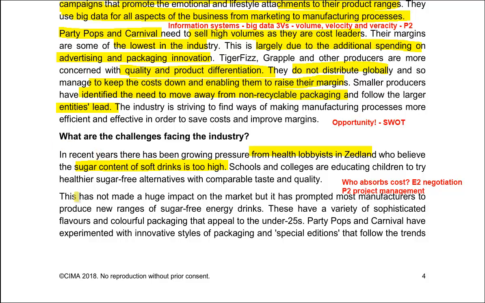That kind of thing. Importantly, however, it does say this has not made a huge impact on the market, but has prompted most manufacturers to produce new ranges of sugar-free energy drinks. That's very specific. We didn't hear that Grapple have an energy drink, let alone a sugar-free version. So with that in mind, new project, new product. That's a potential P2 question.